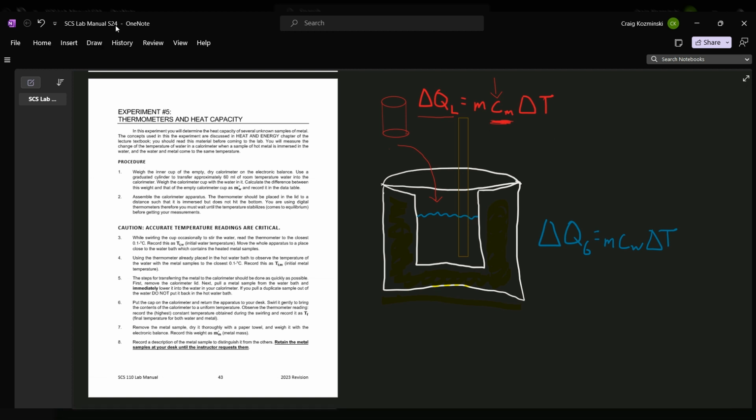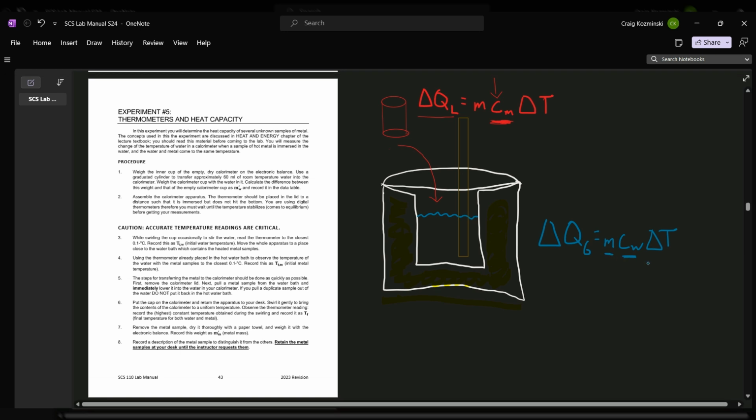But in review, we have our hot or red metal, and then we have our cool blue water. And again, we can measure the heat gained by the water by taking the mass, multiplying it by the heat capacity of water, and multiplying it by the change in temperature. And we're going to do just this.